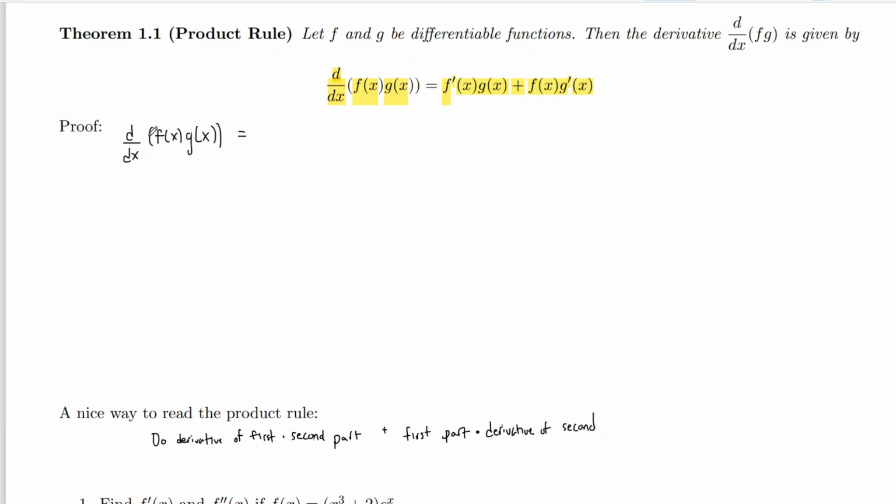All right, so when we want to do the derivative of something, what that by definition is, we do the limit as h goes to 0 of, and what do we do here?